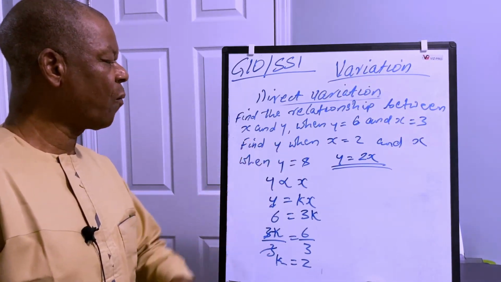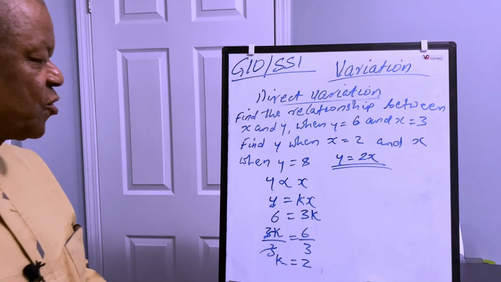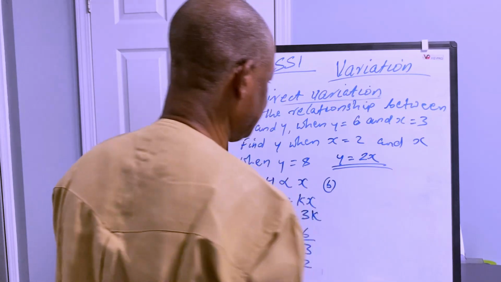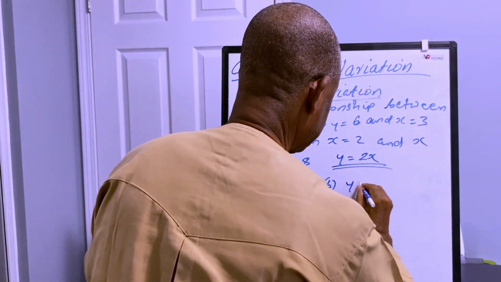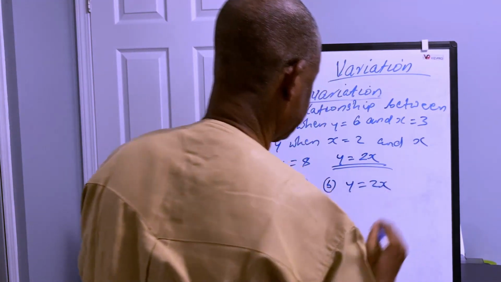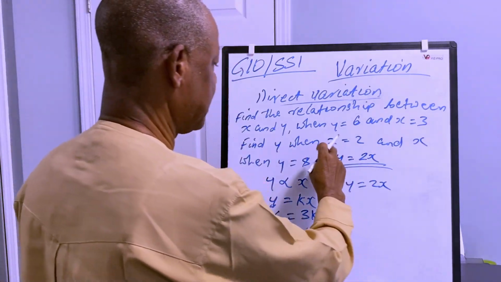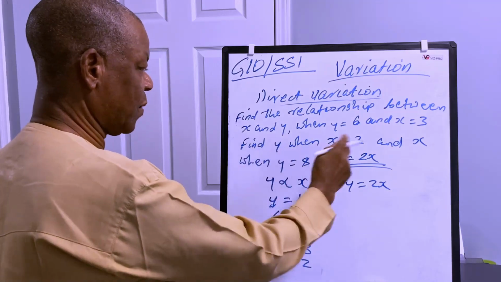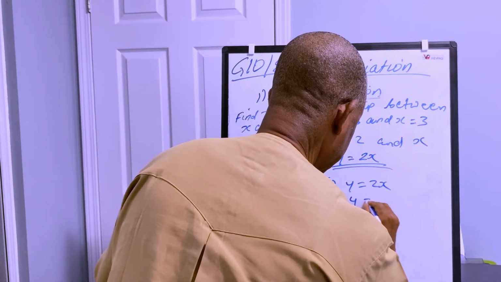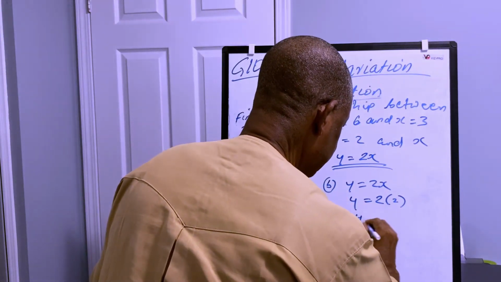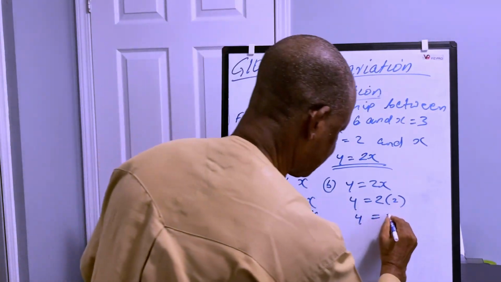Then we are expected to find y when x is 2. Let's label it equation B. So y is equal to 2x as a relationship. And then we are expected to find y when x is 2. So y equals 2 times 2, which will give us 4.